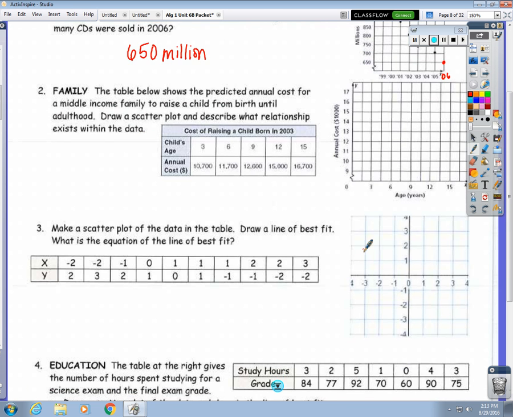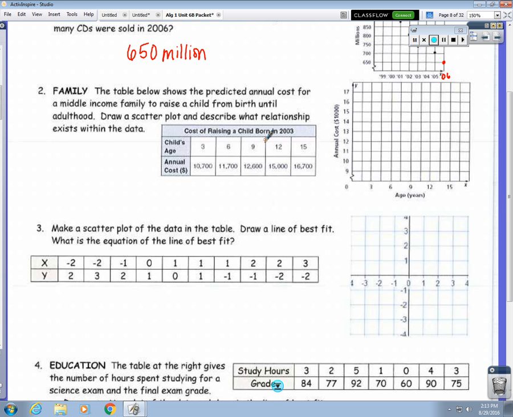Number 2, the table below shows the predicted annual cost for a middle-income family to raise a child from birth until adulthood. Draw a scatter plot and describe what relationship exists within the data. Okay, so the first thing I want you to do is plot these 5 points. So like 3, 10,700. We go right 3 for the age of 3. Here's 10,000. There's 11,000. So 10,7 would be about right there.